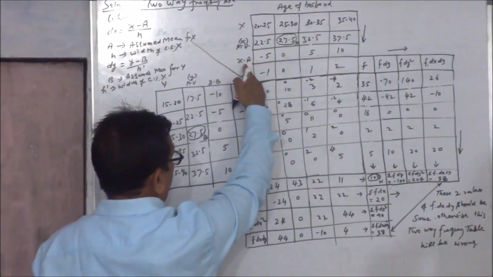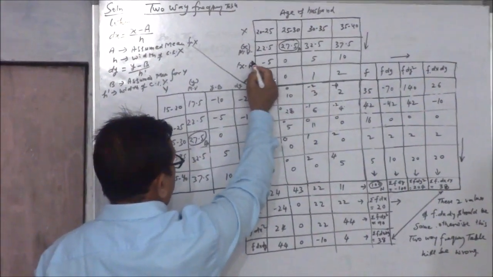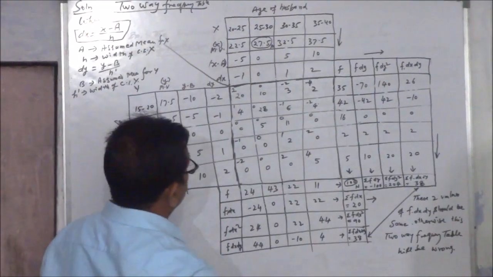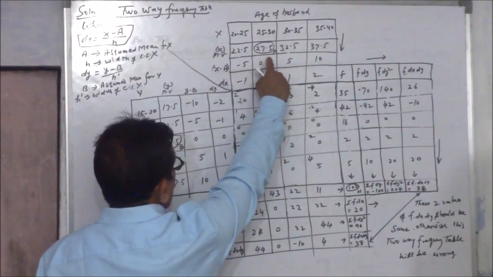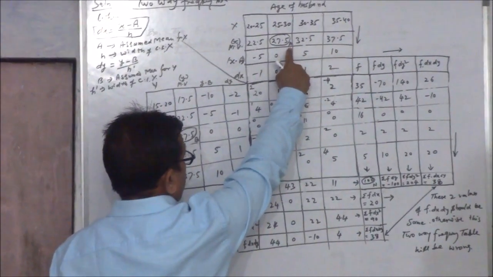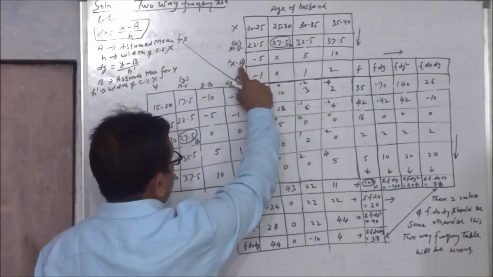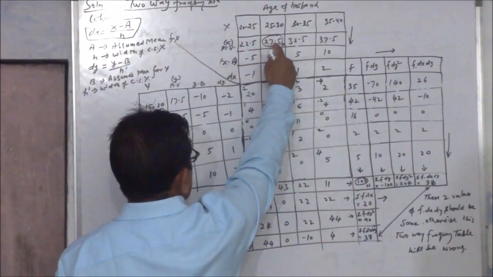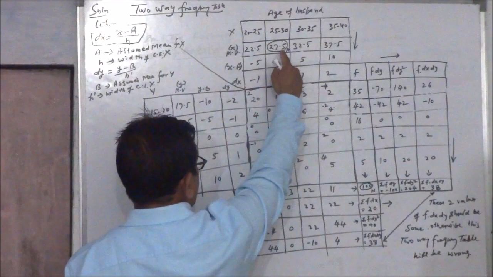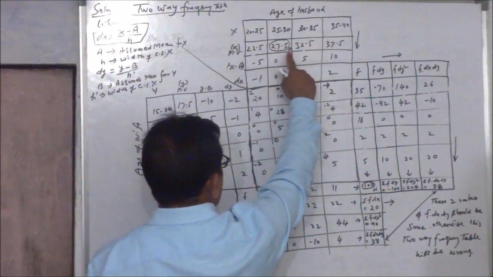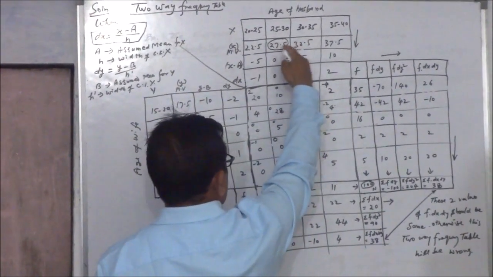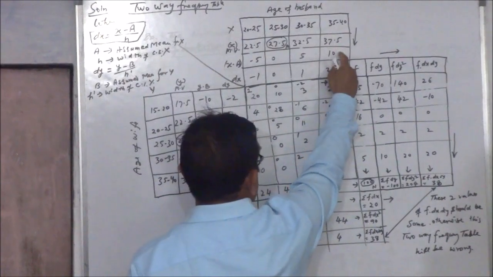Now in the next row you will calculate x minus a. This a is the assumed mean. How will you calculate the assumed mean? Whatever is in the middle of the x values. Here in the middle this is 27.5. I have taken it as the assumed mean. The x minus a: 22.5 minus 27.5, this is minus 5. This is 27.5 minus 27.5, this is 0. Again you will subtract these values: 32.5 minus 27.5, this is 5, and for this it is 10.